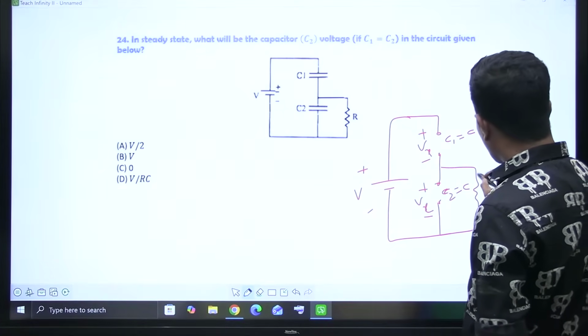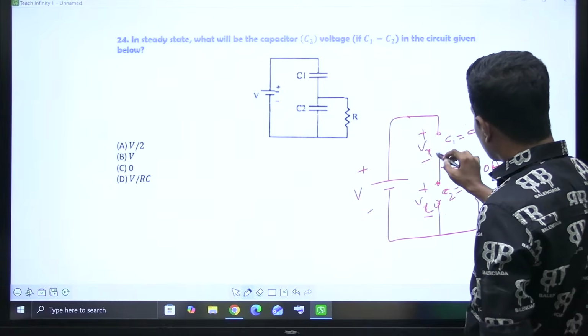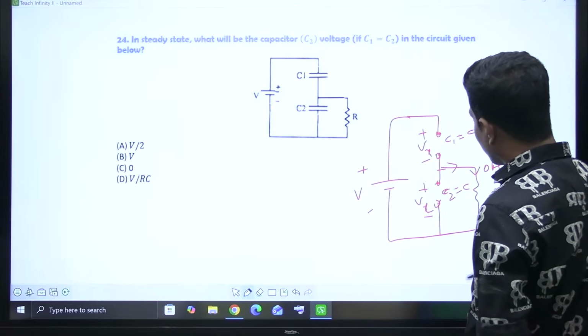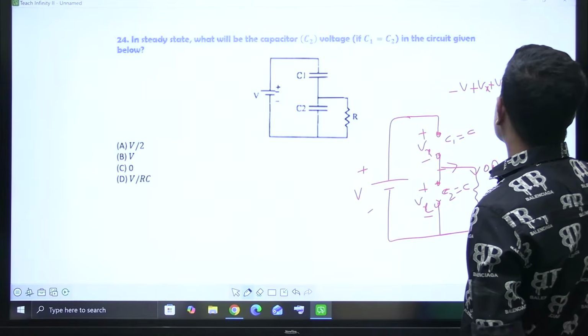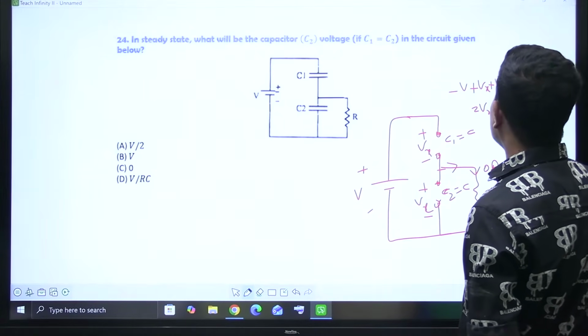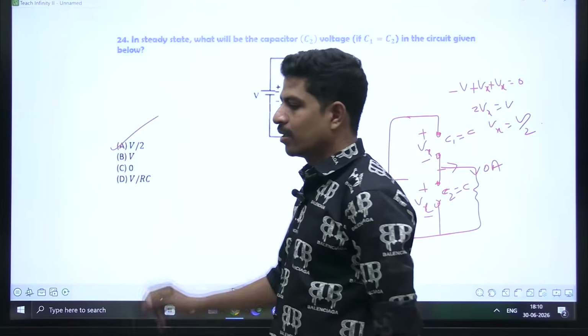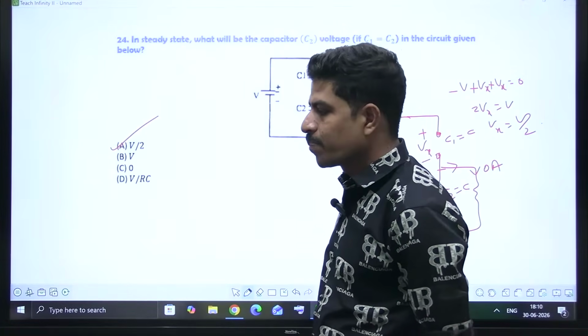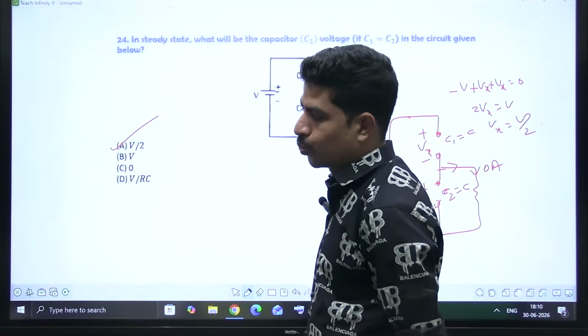Now no current in this one, 0 amperes. Why no current in that? This is open circuit. Here also open circuit. No closed path for the flow of current. Write the KVL. Minus V plus Vx plus Vx is equal to 0. 2Vx is equal to V. So Vx is equal to V by 2. That's all. Nishita committed mistake. Option is A. None of you.